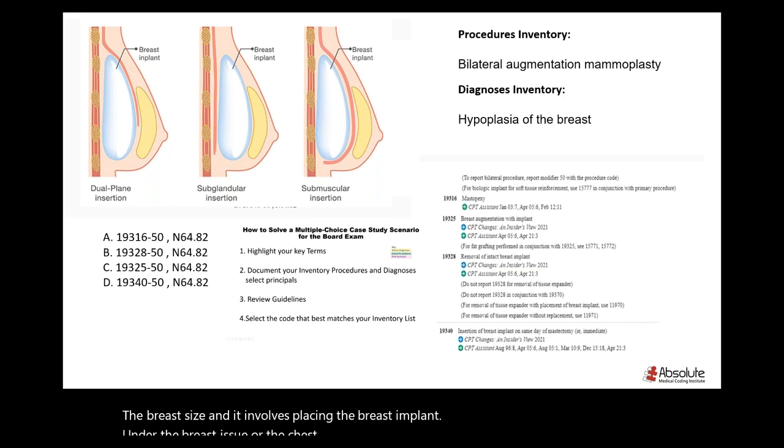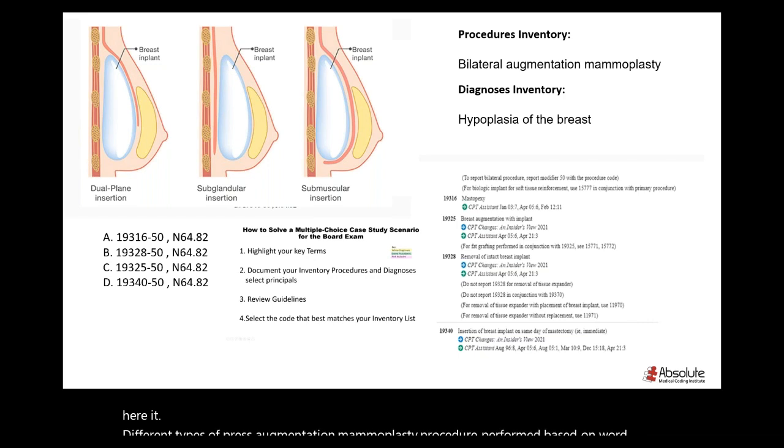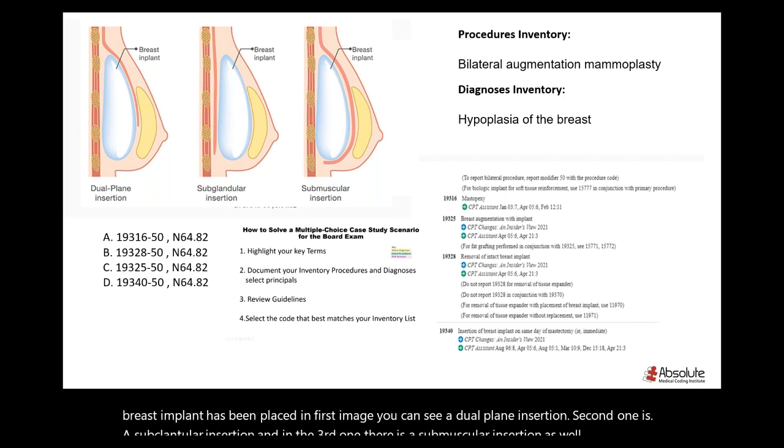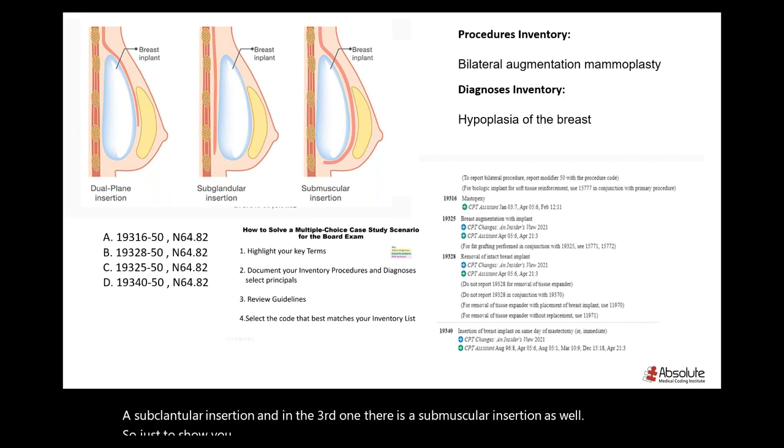You can see in the image shown here different types of breast augmentation mammoplasty procedures performed based on where the breast implant has been placed. In the first image, you can see a dual plane insertion. Second one, there is a subglandular insertion, and in the third one, there is a submuscular insertion as well. Just to show you all what the procedure is, I've shown this image.